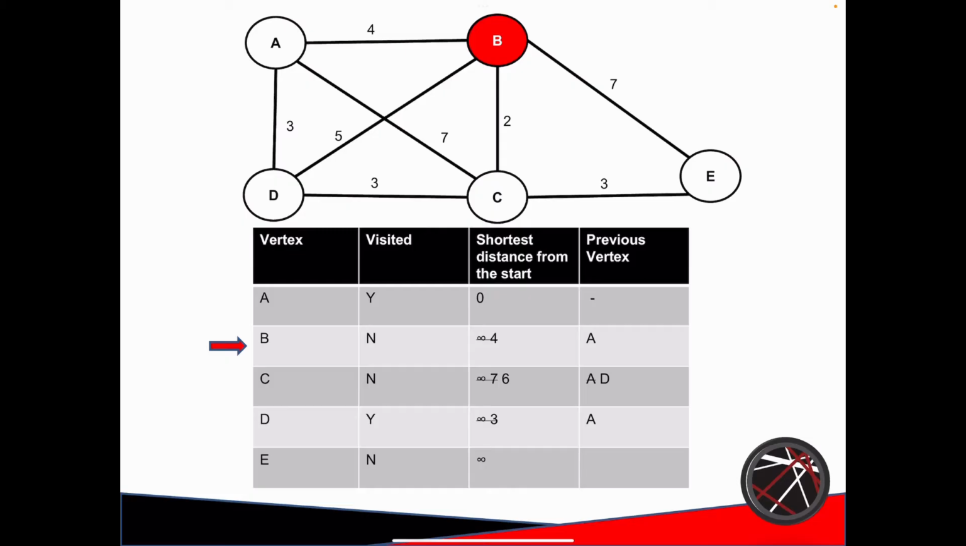Okay, let's go to B next, because that's our next shortest route. From B, I can get to D, C, and E. So we look at D first of all. That will be the cost of the original 4 plus that 5 there. So that's 9, which is not cheaper, so ignore that. We can go from B to C, so a cost of 6.